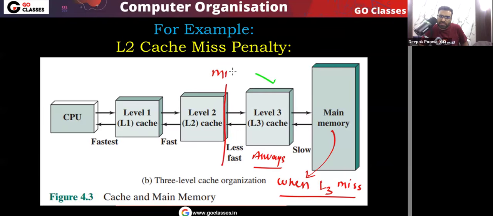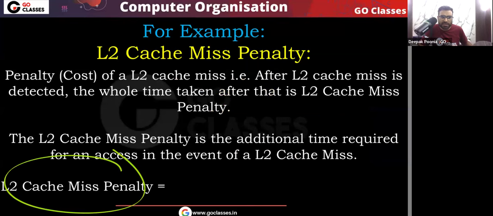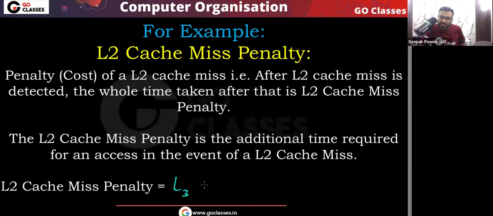So I hope this diagram is clear to everyone. So let's see what will be the L2 cache miss penalty. L2 cache miss penalty will be equal to L3 cache access time, or I can say L3 hit time. This L3 cache access time, you can also call it L3 cache hit time. I told you that we interchangeably use these two terminologies.